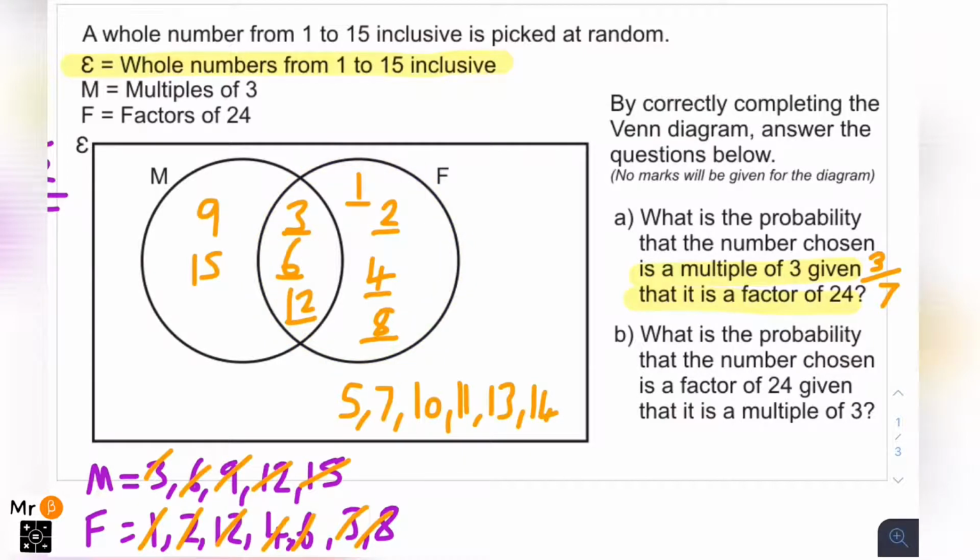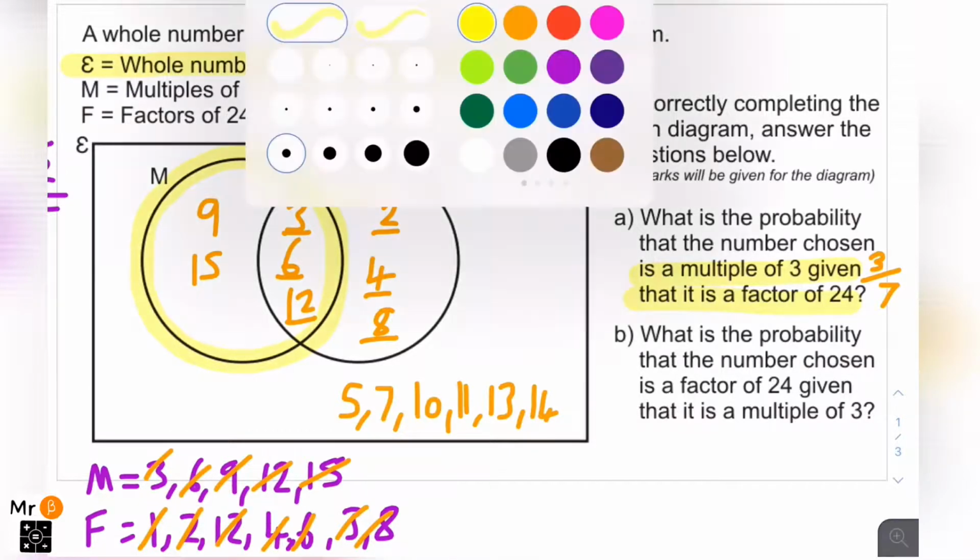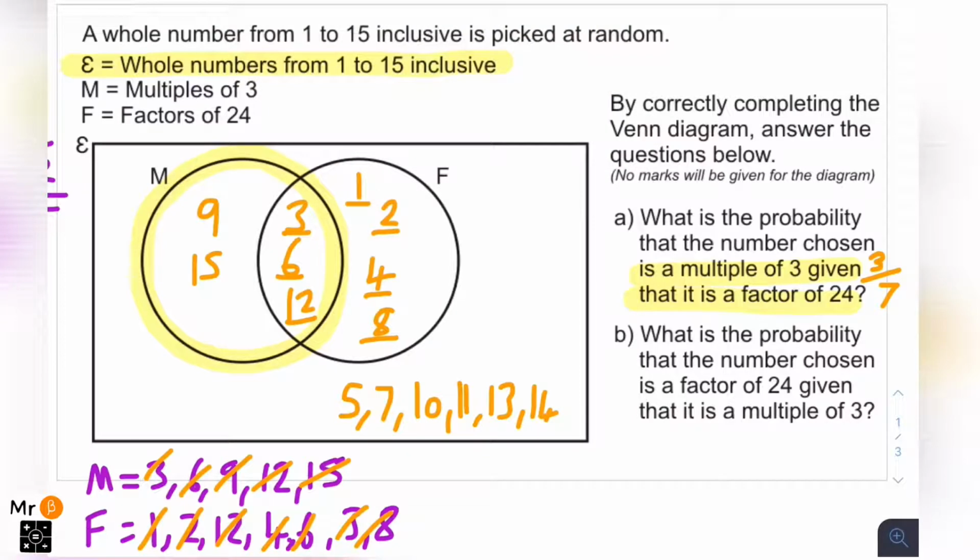Part B is then asking for the probability that the number chosen is a factor of 24, given that it is a multiple of 3. So again, we are only looking at our multiple of 3 circle, because that's given. To work out which is a factor of 24, again it must be the numbers in the middle. So that is 3 out of 5, because we count how many numbers there are in that circle, which is a total of 5.